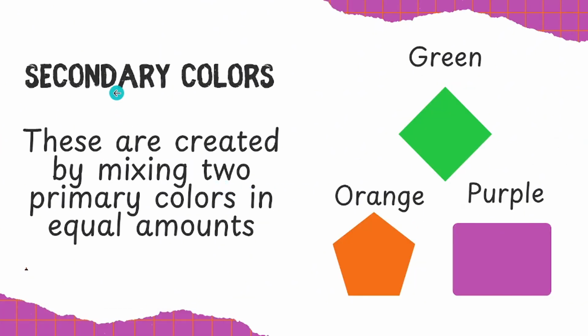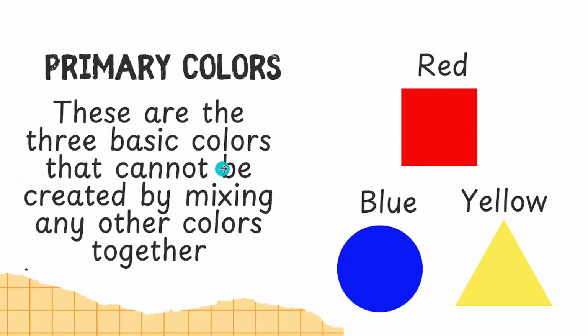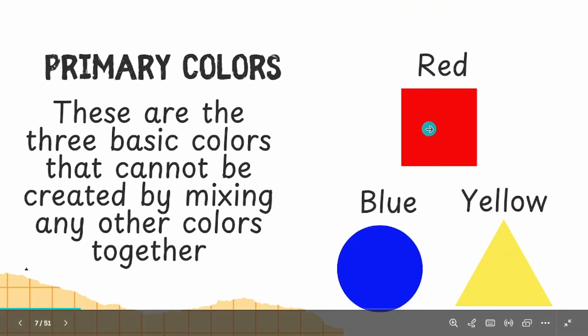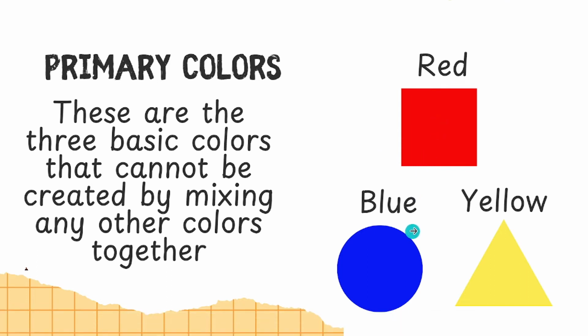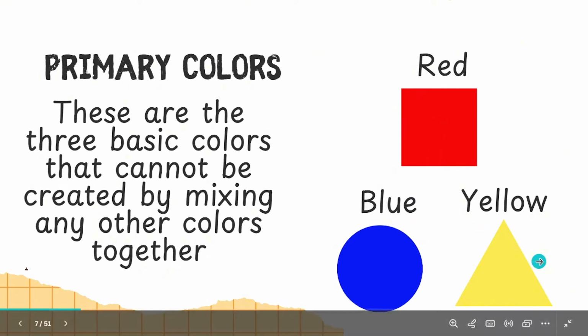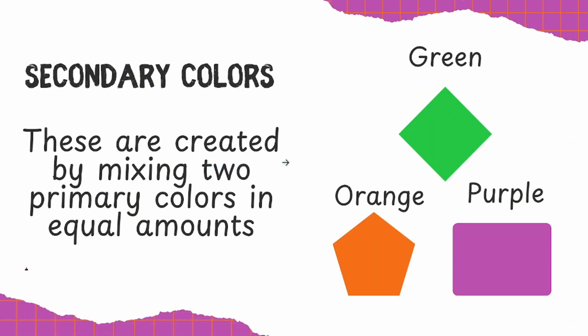So we have secondary colors. These are created by mixing two primary colors in equal amounts. Maybe when you mix red and blue, or red and yellow, or yellow and blue, right? That's how you get your secondary colors. And the secondary colors are green, orange, and purple.